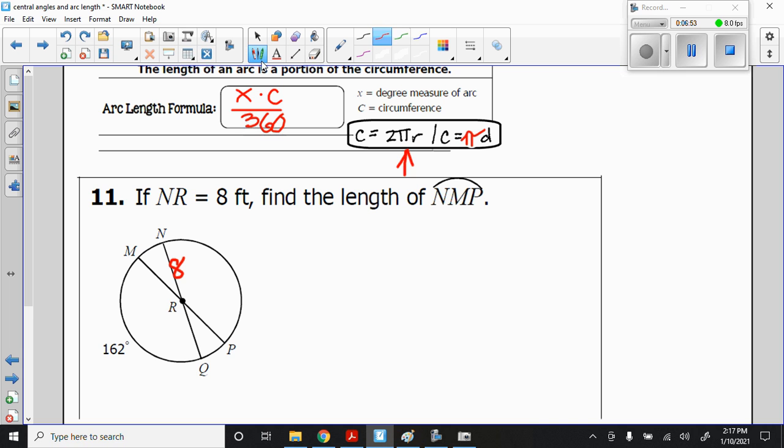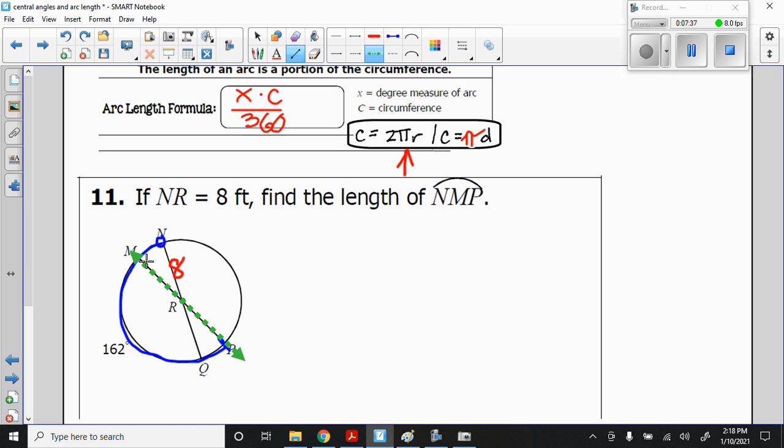NMP. So let's remember how we do this. I start at N, I'm going through M, and then I'm ending at P. So this here is the string we are going to cut and find the measure of. All right, so it looks like we have a little more than half of a circle. Okay, so I want you to see this.